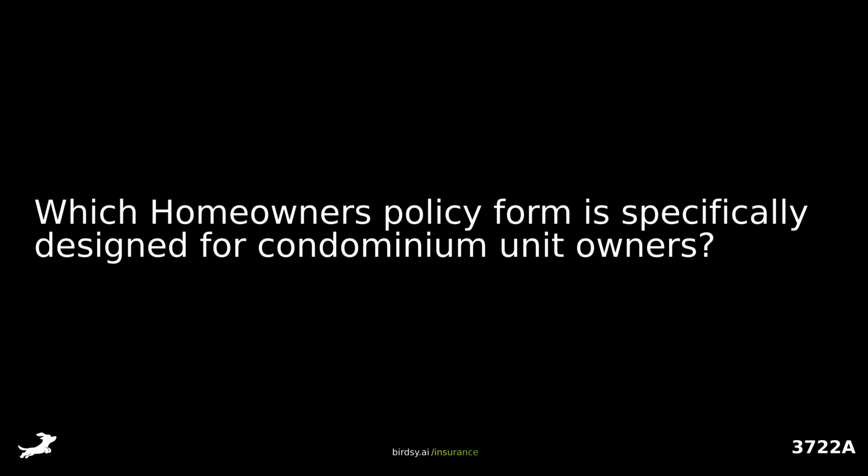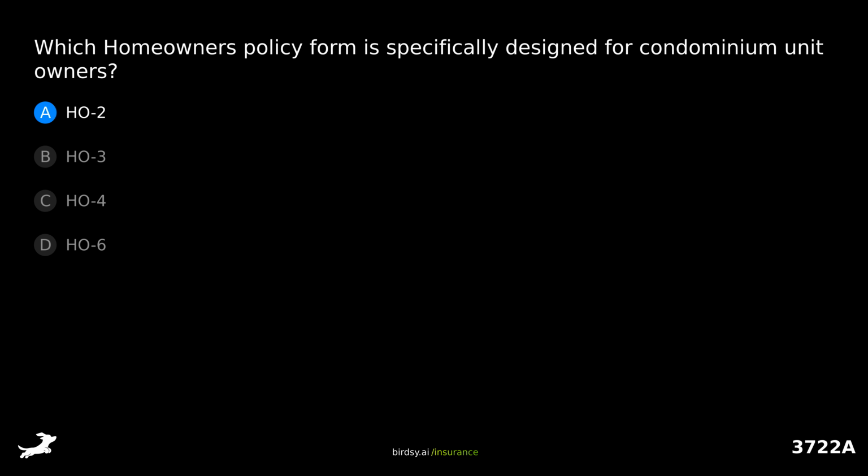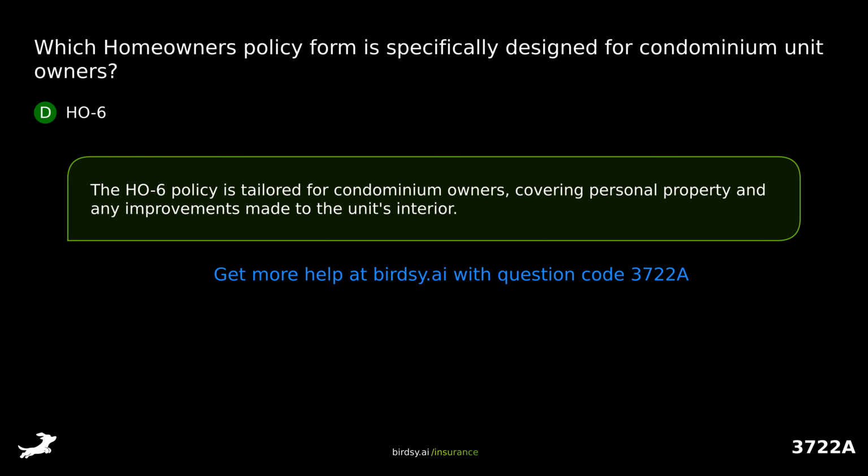Which homeowner's policy form is specifically designed for condominium unit owners? Is it A, Homeowners 2, B, Homeowners 3, C, Homeowners 4, or D, Homeowners 6? The answer is D, Homeowners 6. The Homeowners 6 policy is tailored for condominium owners, covering personal property and any improvements made to the unit's interior.